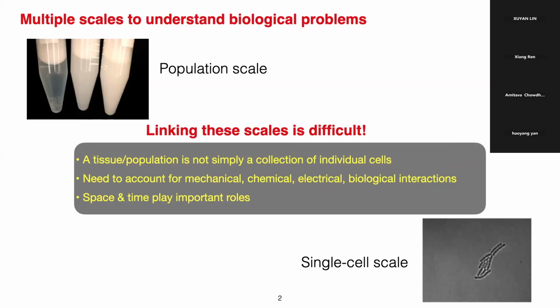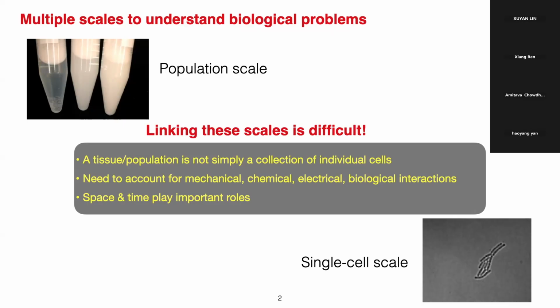Except that it turns out actually linking these two extreme scales is very difficult for many reasons. One of the reasons is that a tissue is not just a bunch of cells. The cells are interacting with each other. So if you have n cells, it's not enough to know what each one of the cells individually is doing. You have to know what the interactions are, and this becomes an extremely complicated problem to solve. You have to account for interactions that could be mechanical if the cells are touching, chemical if they're secreting something, they could be transmitting electrical signals or other types of biological interactions.